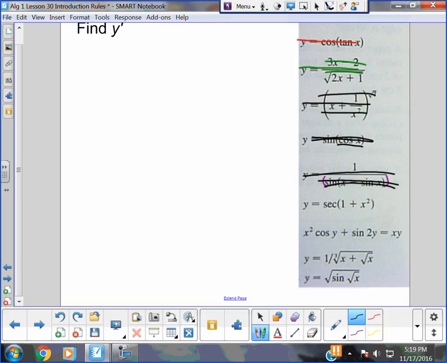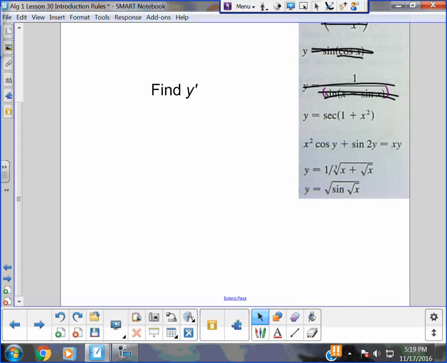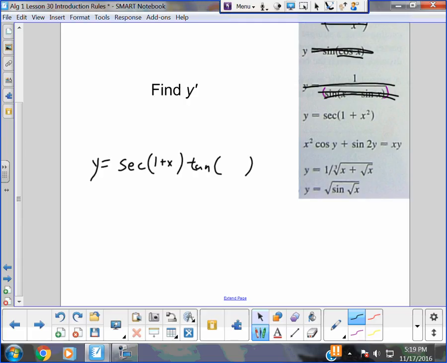All right, next one, y equals secant of 1 plus x squared. All right, so we know the derivative of secant is secant tangent. Don't overthink it. So write secant of stuff, tangent of stuff. The stuff doesn't change. The stuff is 1 plus x squared. Now you've got to multiply by the derivative of the stuff. The derivative of 1 is 0, derivative of x squared is just 2x. And that's the answer.